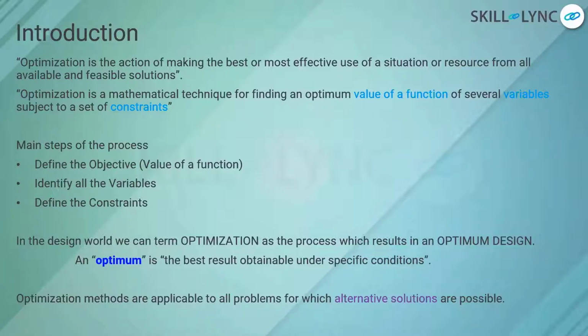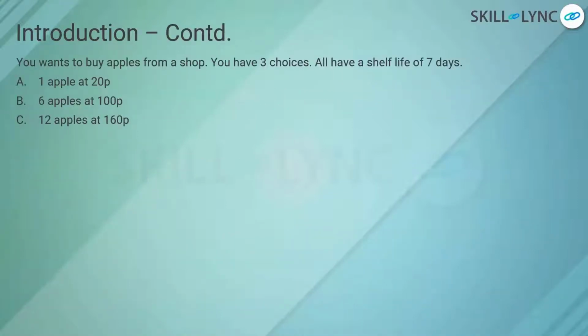The most important thing is that optimization methods are applicable to all problems where there is an alternative solution available. What it means is that if you take a problem and there is only one solution, then obviously there is not much optimization that you can do. Again, we'll come back to this topic when we take an example where the normal solution itself is an optimum solution. So here we take an example.